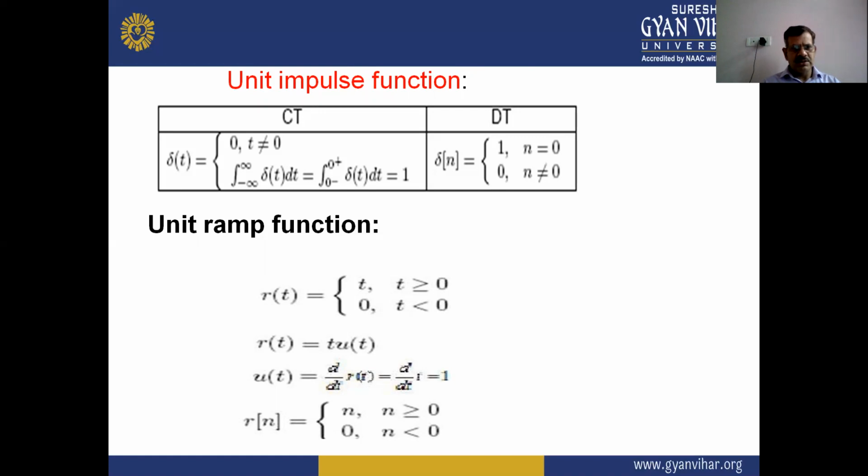Unit ramp function: r(t) = t when t is greater than or equal to 0, and r(t) = 0 if t is less than 0, so r(t) = t u(t). Then u(t) = d/dt r(t), that is, d/dt of r(t) equals 1. For discrete time, r(n) = n if n is greater than 0, and r(n) = 0 when n is less than 0.